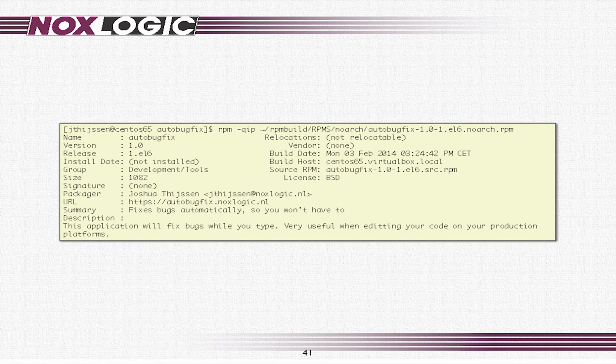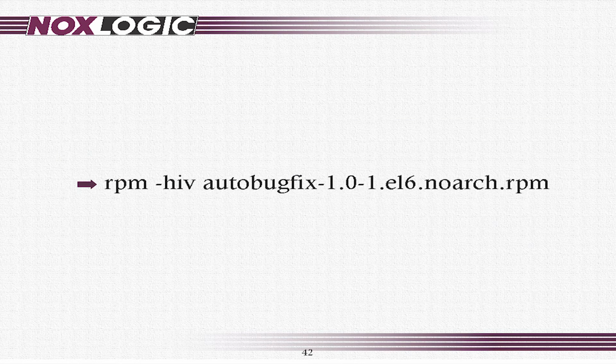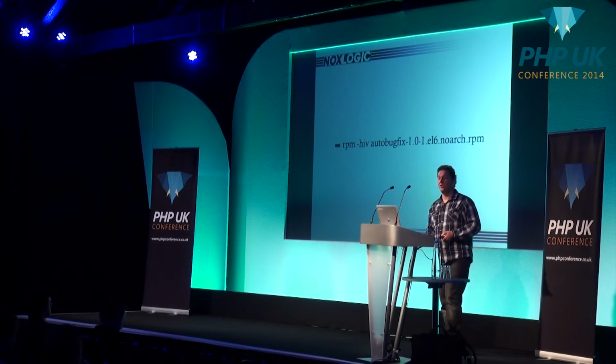Which host did you build it on? When did you build it? Who built it? What's the information, etc. So now you actually have an RPM file which you can use. Install it, again, rpm -ivh autobugfix, etc. And now it's actually installed in your system.